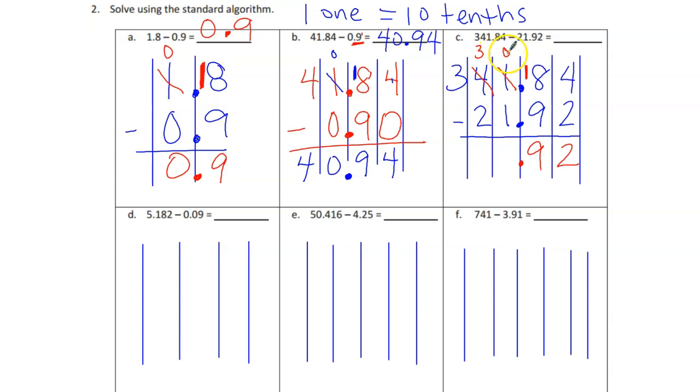So look, I had 0 ones. I'm going to take my 10 ones. Now, when I put that 1 next to it, that's the 1 in the tens place. So now I have 10 ones. 10 ones minus 1 is equal to 9 ones.